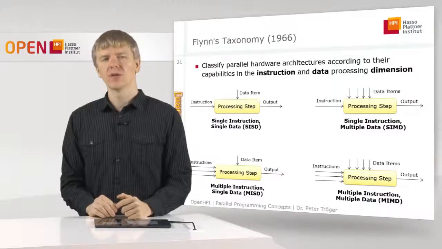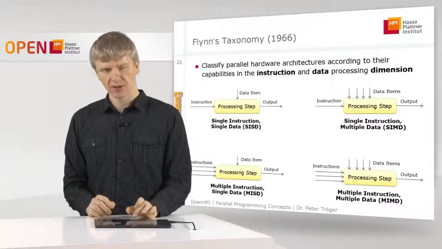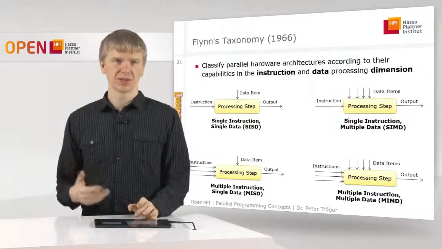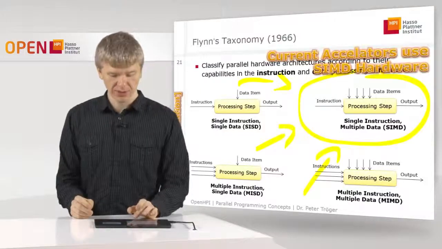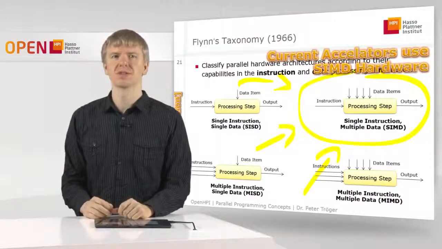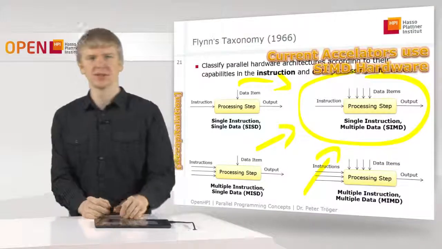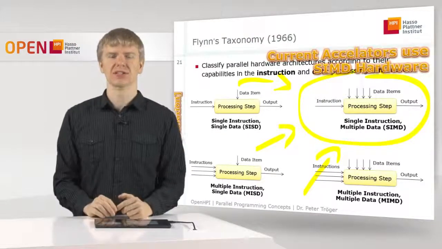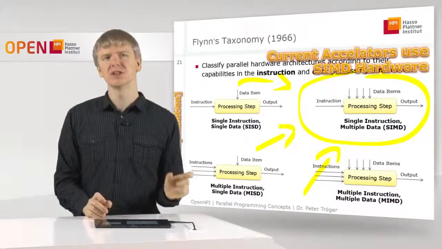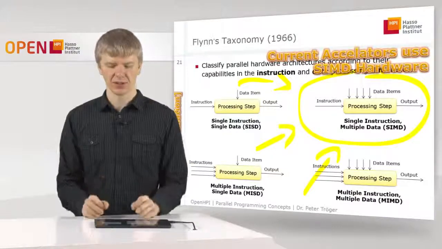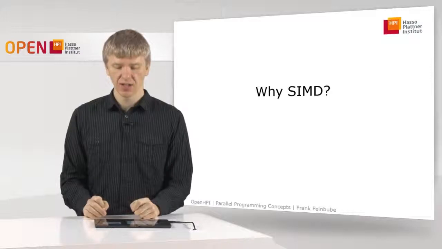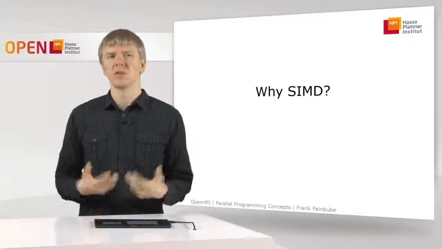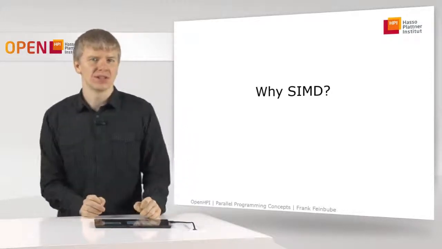First of all, we already learned about SIMD, single instruction multiple data execution, one of Flynn's hardware taxonomies. And most of the modern accelerators are actually built in this way. So we have one instruction that works on multiple data in parallel. Why is SIMD a good idea for accelerators? Or where does it come from that accelerators actually use this?